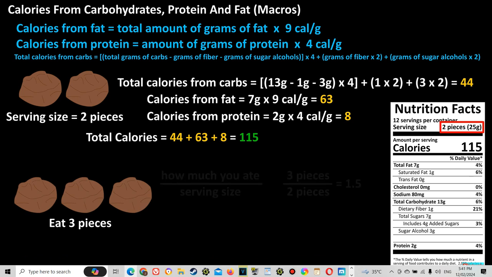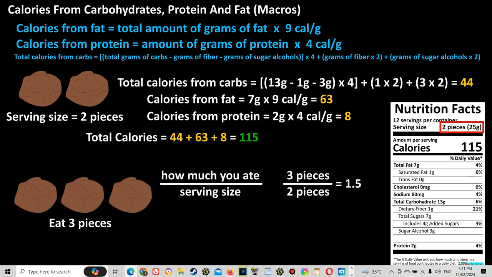To do that, you would divide the number of pieces you ate by the serving size, 3 pieces divided by 2 pieces, which is 1.5. Then multiply that number of 1.5 by the total calories calculated for one serving size. So 1.5 times 115 calories, which equals 172.5 calories.